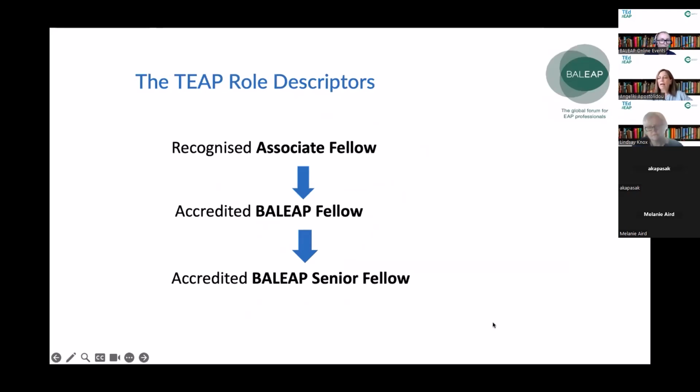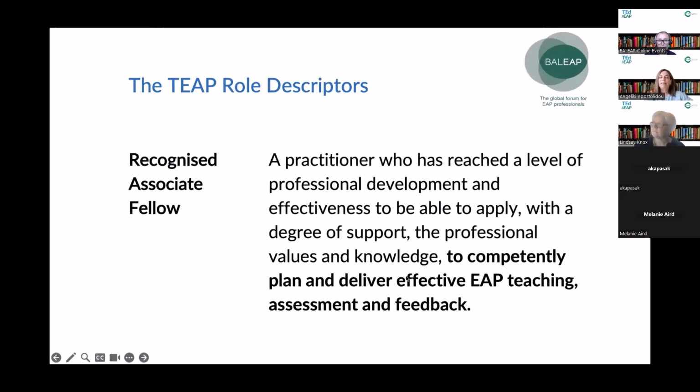There are three pathways to accreditation: Associate Fellow, which is the very first one, Fellow, and Senior Fellow. And here are the brief role descriptors for each one. Someone who's got a very basic EAP experience can go for Associate Fellow accreditation, and it's someone who can plan and deliver effective EAP teaching with some support.